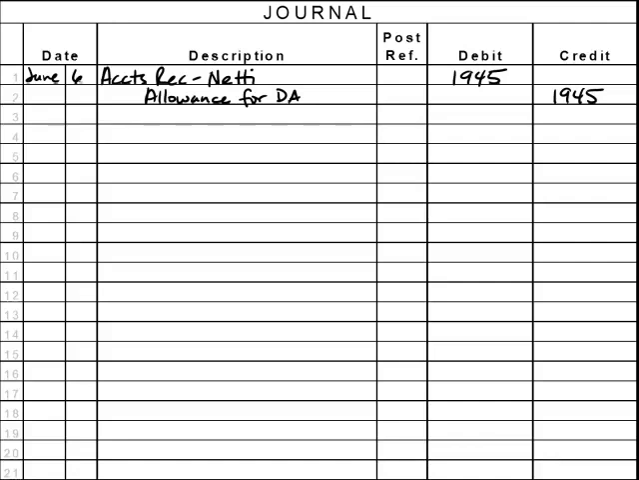All right, he also paid us some cash. So increase cash with a debit, $1,945, and we're going to credit accounts receivable for him, $1,945. Okay, so we reinstated the account, then turned right around and posted that cash payment to his account.